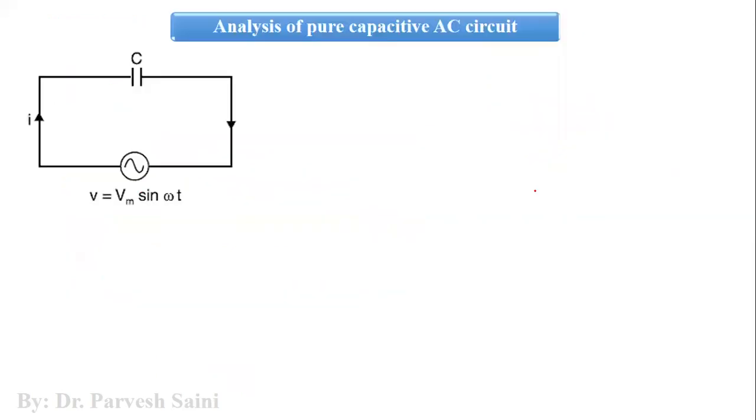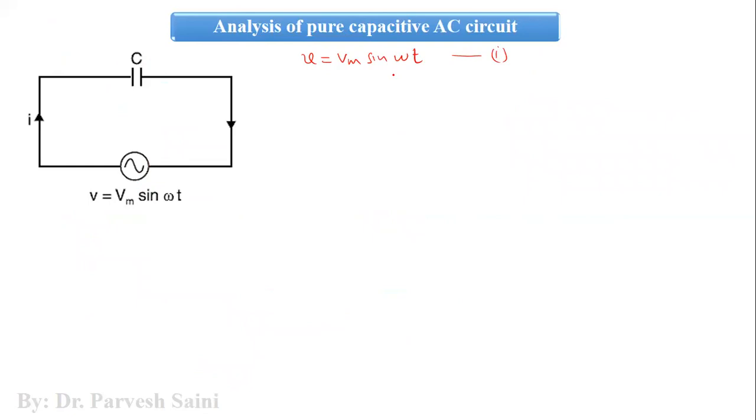Now let us come to the next topic, which is the analysis of pure capacitive AC circuits, or you can say analysis of AC through a pure capacitor. As you can see in this diagram here, you have an alternating source connected to a capacitor C. C is the capacitance of the capacitor. So we are given V is equal to Vm sine omega t, and this is, let us say, our equation number 1.